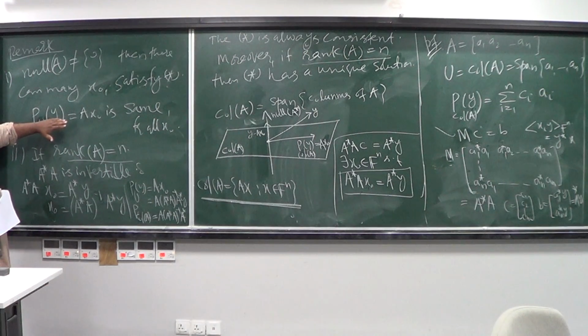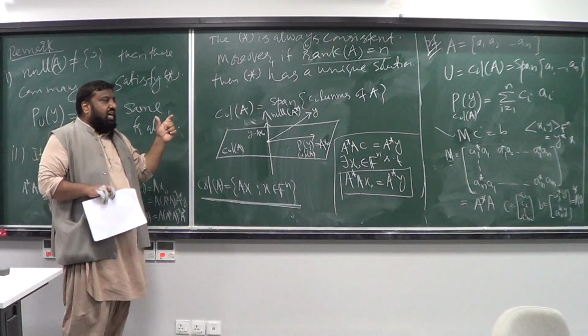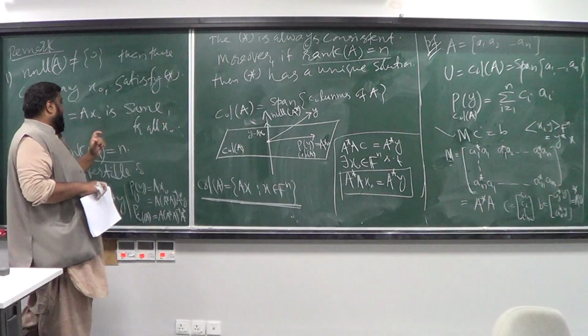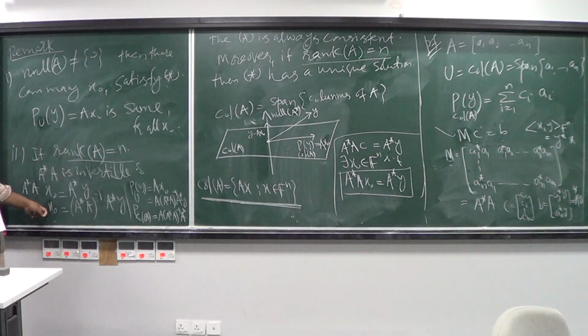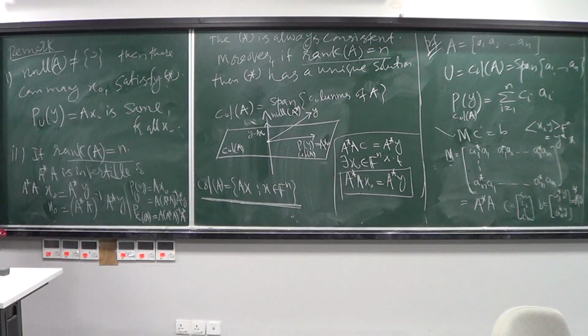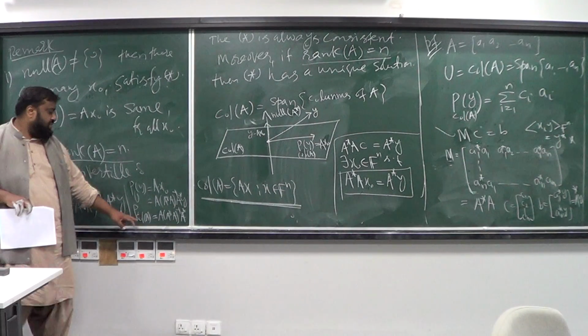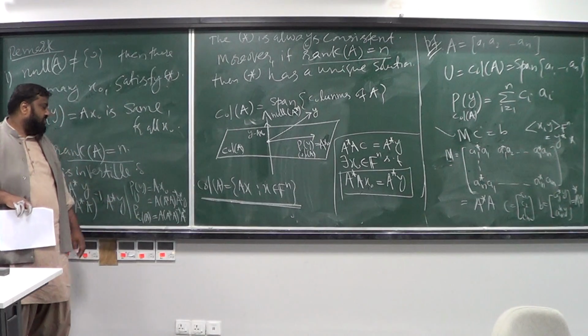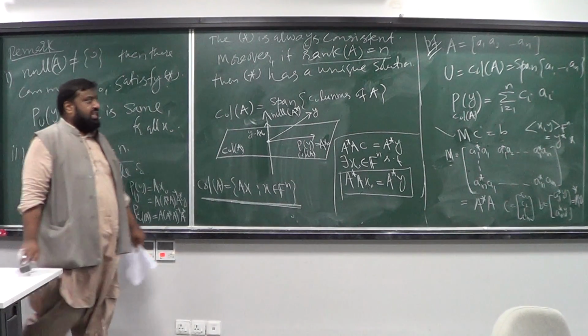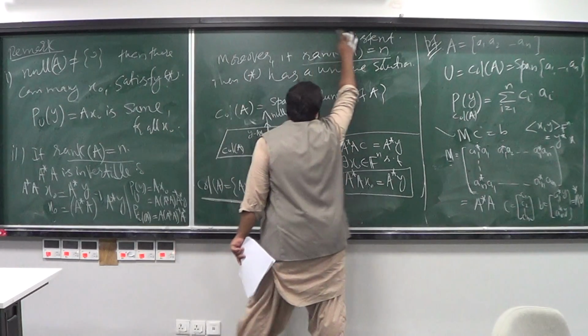So either you have many x naught that satisfy (star). All of these x naught are going to give you the best approximation of y in the column space of A. And if the rank of A is n, then this x naught is unique, which is this number. You can directly compute this, and you can also compute the orthogonal projection explicitly in such a case, if the rank of the matrix A is n. In other words, all n column vectors are linearly independent.